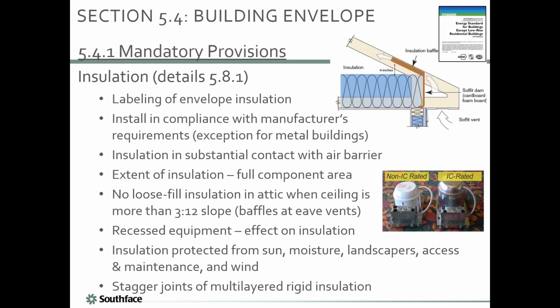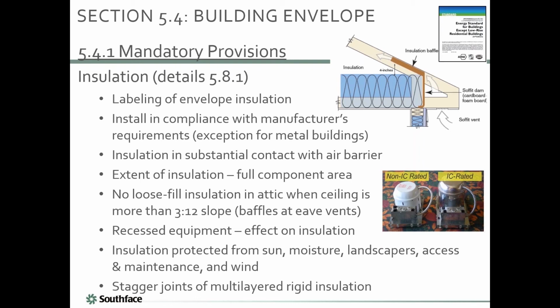A couple details on insulation. Generally, it needs to be labeled. You want to install it the way the manufacturer says to, which means you don't squish it or compress it, but they understand metal buildings are going to do that. So there's an exception at the purlins for metal buildings. The insulation, this is key, has to be in complete contact with the air barrier. This is really, really critical, and a lot of commercial buildings screw this up. So that's something definitely to pay attention to. Complete, full, continuous air barrier that the insulation is completely in contact with.